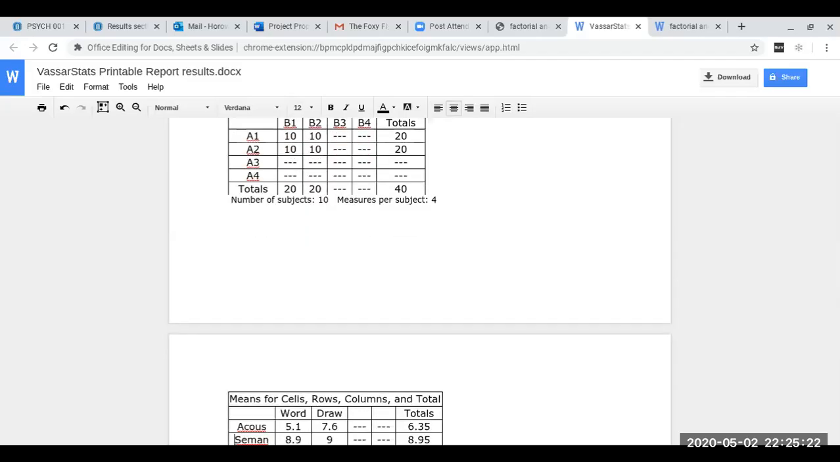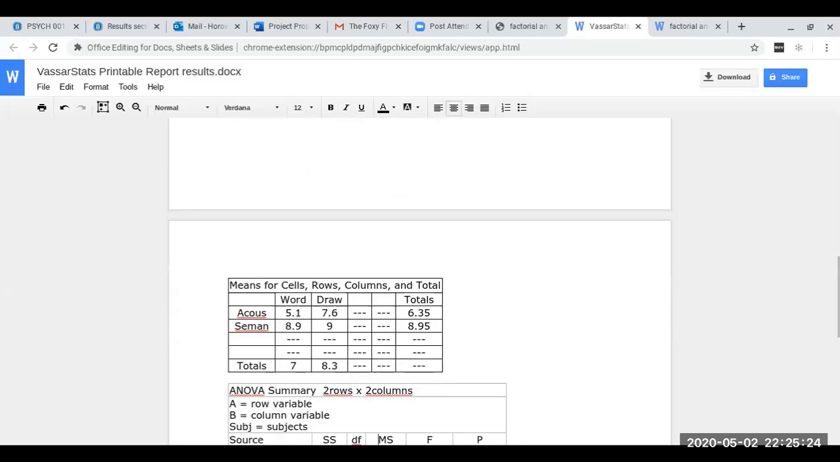Looking down here, this is going to tell us what our means are. So this says means for cells, rows, columns, and totals. So we have the 4 main means here, and then on the sides, I've given you the marginal means. And I will remind you how to get those.